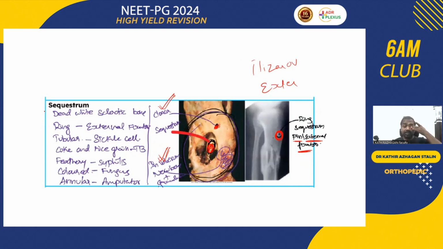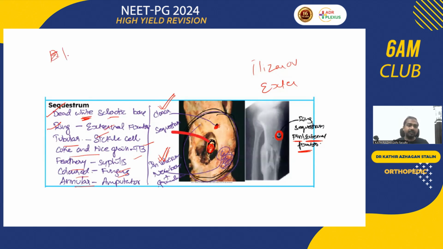Other types of sequestrum. This is from our exact class notes, guys. Dead white sclerotic bone is sequestrum, and it is dead white. That is very important. Ring sequestrum is external fixator. Tubular sequestrum is sickle cell anemia. Coke and raised strain sequestrum is TB. Feathery sequestrum is syphilis. Colored sequestrum is fungus. Annular sequestrum is amputation.